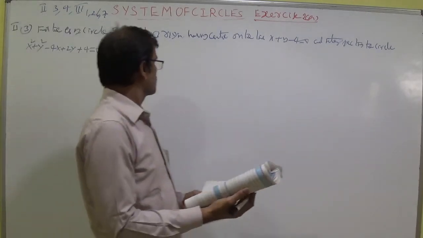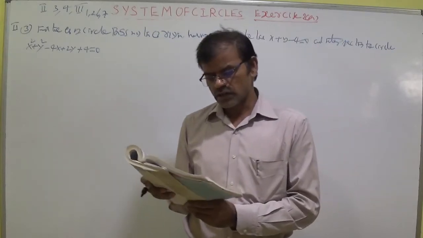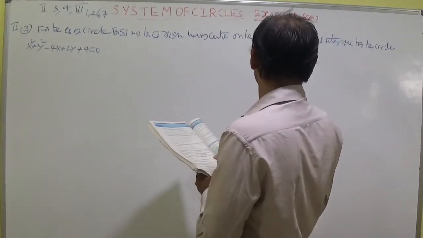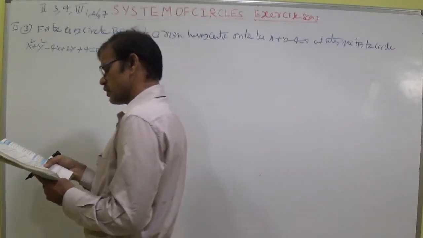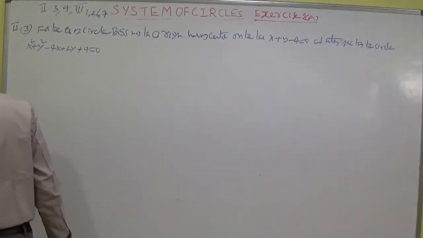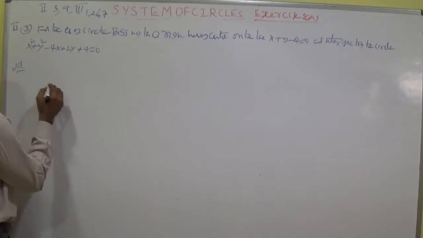Find the equation of circle passing through origin, having center on the line x plus y equal to 4 and intersecting the circle x square plus y square minus 4x plus 2y plus 4 equal to 0. Passing through origin, it's okay. Center on the line, okay. Second one, this is another model.